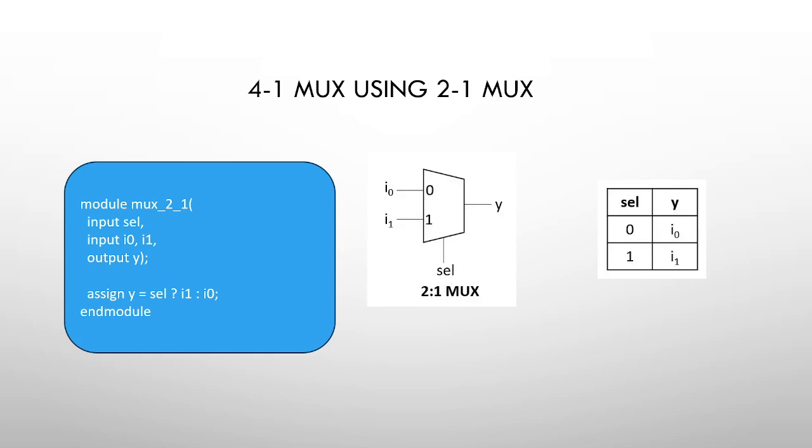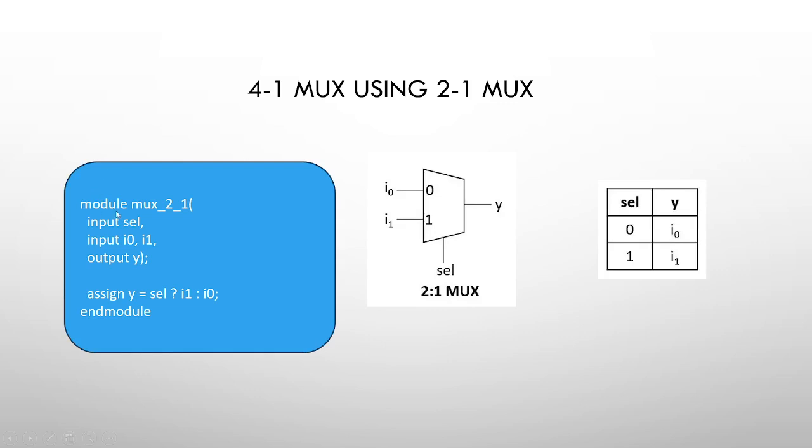First, let us see how you are going to design a 2 by 1 mux. What does the 2 by 1 mux consist of? Basically two inputs, one selection line and one output. This is the truth table of the 2 by 1 mux. When the selection line is 0, I0 will be given as output, and if the selection line is 1, then I1 will be given as output. For this, first we'll write the Verilog code.